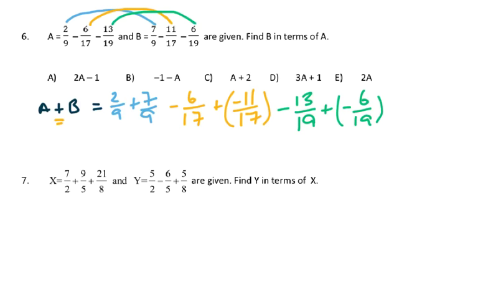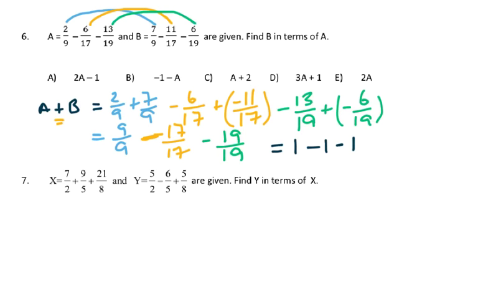When we simplify all of this, we have 9 over 9, we have minus 17 over 17, that should just be minus 1, we have minus 19 over 19. And we should see that when we simplify all of this, we get 1, minus 1, minus 1.